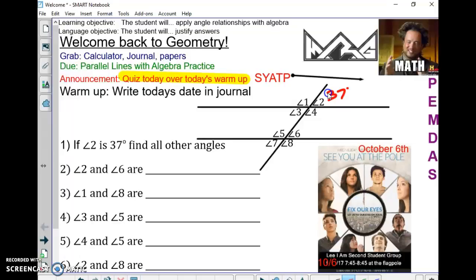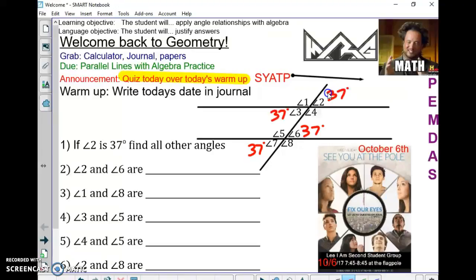Now, what's the trick I taught y'all to figure out 3 other angles real quick? What it kind of looks like is a Z or a zigzag. It's alternating every other angle. So every acute angle alternating in a zigzag is going to be the exact same. So angle 3, angle 6, and angle 7 are all 37 degrees. Do you see how it's zigzagging?